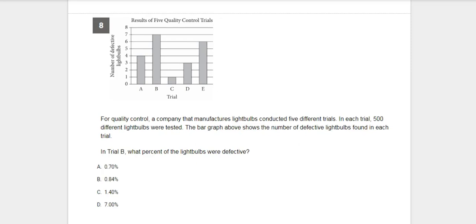All right, number 8, last question about these defective light bulbs. See what they're asking. It says in trial B, so my focus needs to be right here, in trial B, what percent of the light bulbs, so we need a percent here, were defective? So it looks like there were 7 tested. So 7 out of 500.